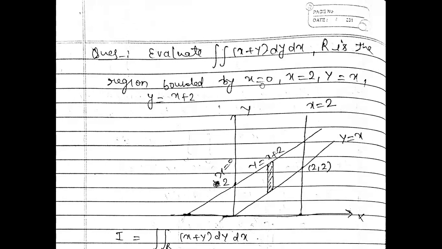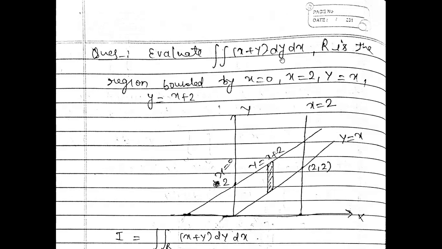For the sketch of this region, this is your vertical axis y, this is your horizontal axis x, and y is equal to x line passing through the origin, so this line is your y is equal to x line. x is equal to 2 line will be parallel to y axis, and it will lie on x-axis. x is equal to 0 means the y-axis, and y is equal to x plus 2. So put x is equal to 0, then you will get y is equal to 2, and when you put y is equal to 0, you will get minus 2. So minus 2 will lie on negative x-axis. So this is your y is equal to x plus 2 line.